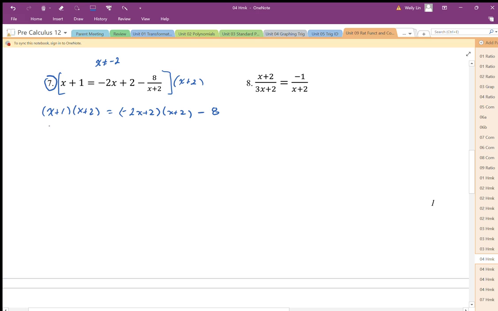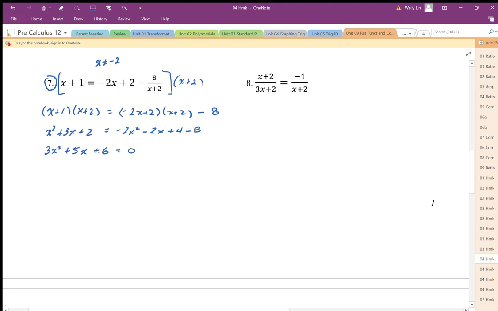So I'm going to expand these brackets out. x squared plus 3x plus 2 is equal to -2x squared, and we end up with -4x plus 2x, so -2x plus 4 minus 8. Okay, move all the terms to one side, so we end up with 3x squared plus 5x. And then here we're going to end up with -4, so we're going to add 4 to both sides, so we get plus 6 and then equal to 0.